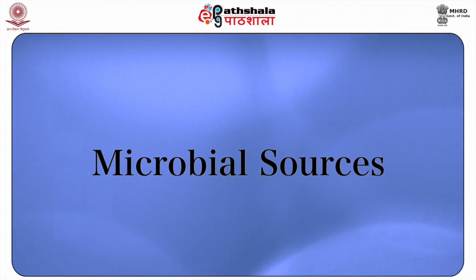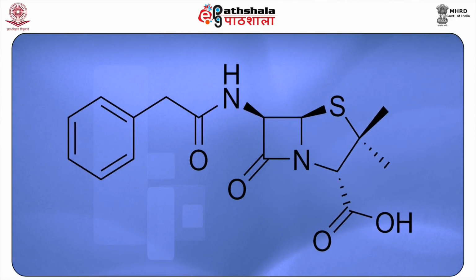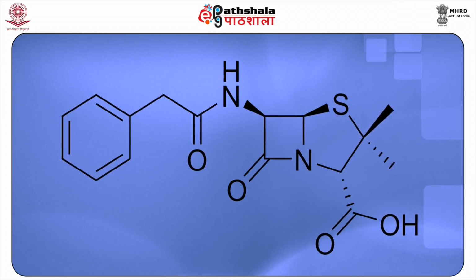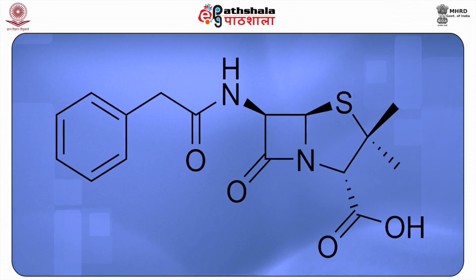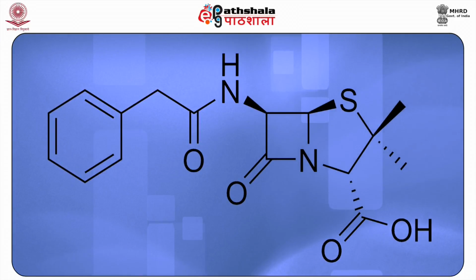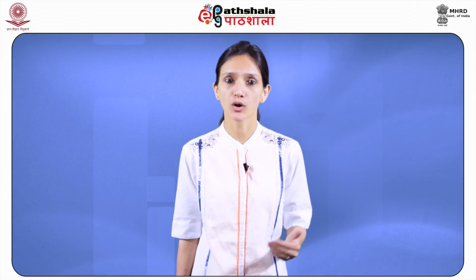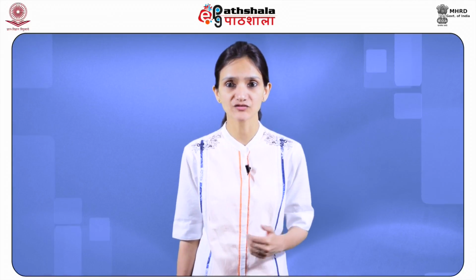Next are microbial sources. Penicillin was discovered in the year 1929, and until then microorganisms as a source of potential drug resources were not explored. Since then, a large number of terrestrial and marine microorganisms have been screened for drug discovery. Microbes have a comprehensive diversity of possibly active constituents.